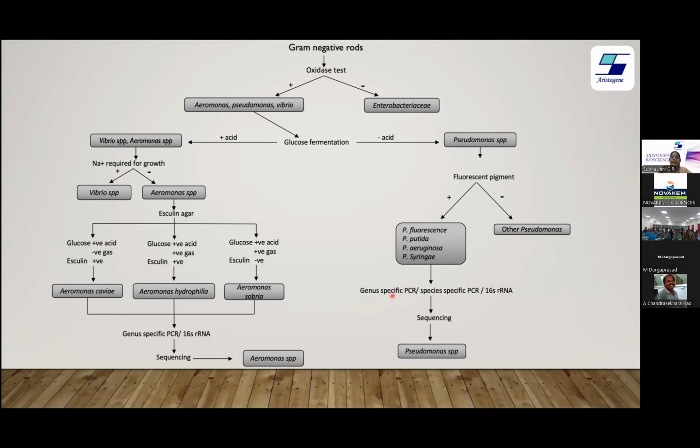Once we know that it is fluorescent, we can take a single colony, extract the DNA, and either do Pseudomonas genus-specific PCR and sequencing, or 16S rRNA gene sequencing. Further, you will identify the species of the Pseudomonas. So this is the overall guideline for identification of different bacteria, predominantly Vibrio, Aeromonas, and Pseudomonas, in fish bacterial diseases.